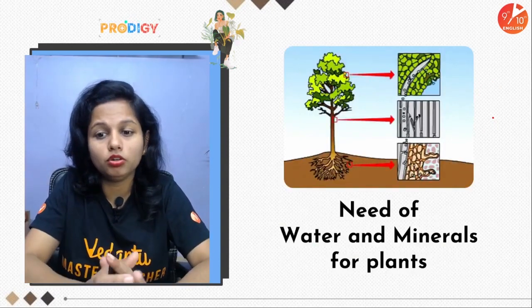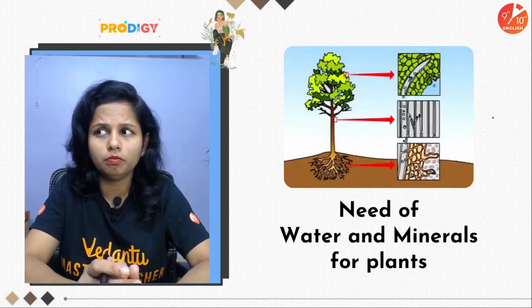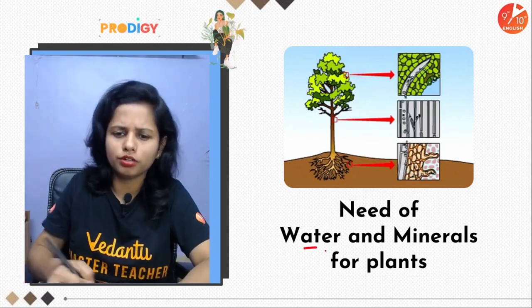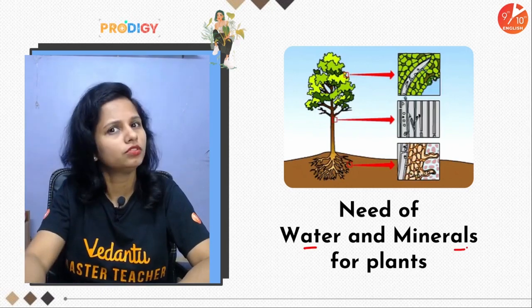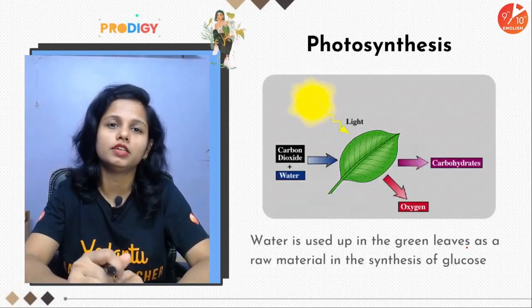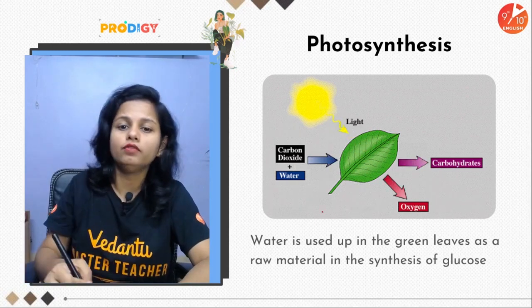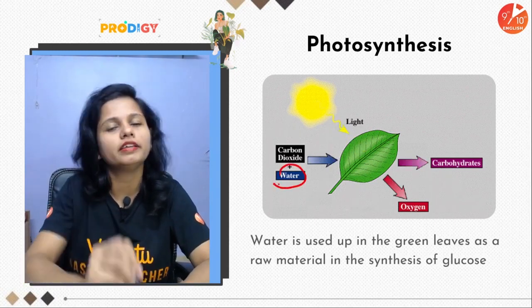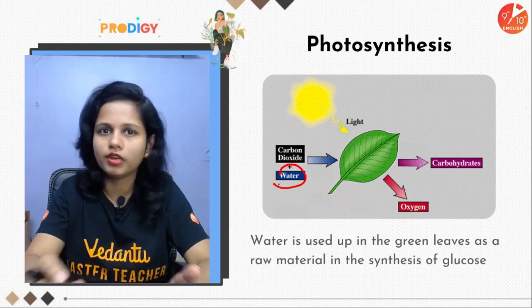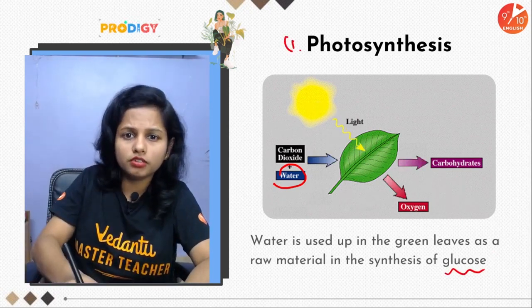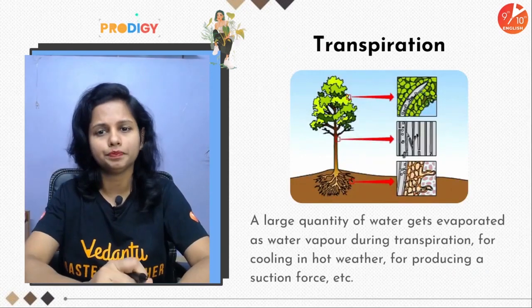And then, bachcho, let's talk about why, when we say absorption by roots, plants need water. Why do they need minerals? The very first thing, plants perform photosynthesis, they manufacture their own food, and water is an essential raw material. Without water, food cannot be manufactured, glucose cannot be synthesized. So that's the first reason why plants require water.